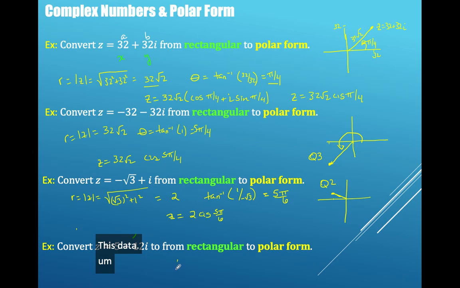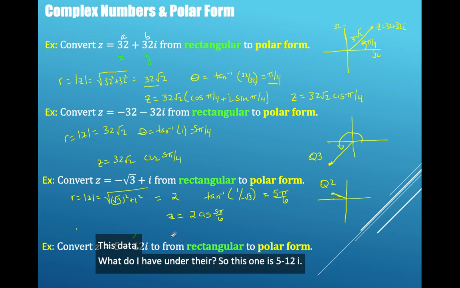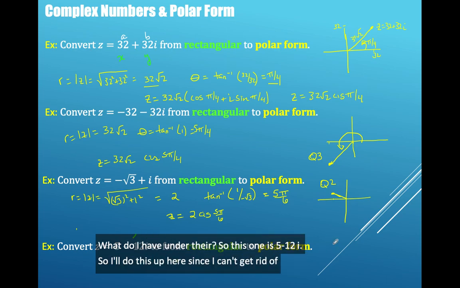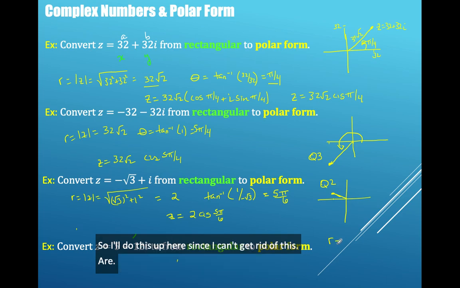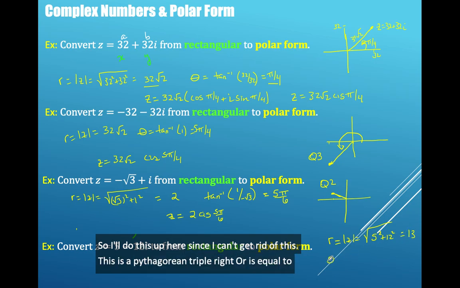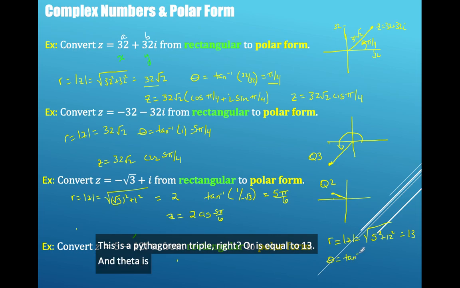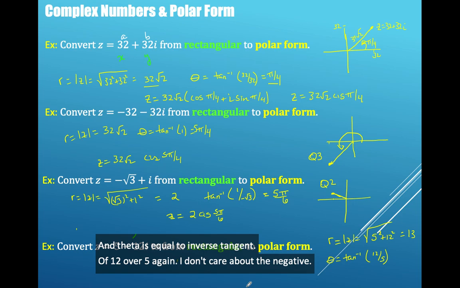What do I have under there? Good grief. Oh, can't even read it. So this one is 5 minus 12i. So I'll do this up here since I can't get rid of this. R, this is a Pythagorean triple, right? R is equal to 13. And theta is equal to inverse tangent of 12 over 5. Again, I don't care about the negative. Right? 12 over 5.